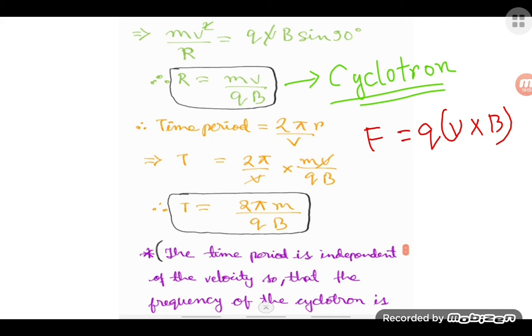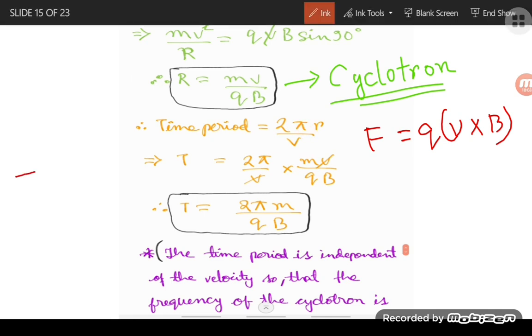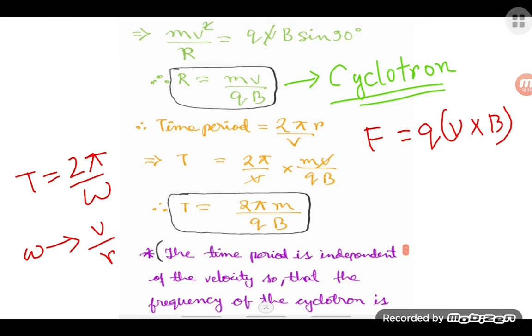Now the time period, we know the formula of time period is what? Time period equals 2 pi upon omega. Now omega can be written as v upon r, that is velocity upon radius. So in the same fashion we have written the formula of time period to be 2 pi r upon v. Now we have the formula of r from before, that is mv upon qB. So v gets cancelled. The formula comes to be 2 pi m upon qB.